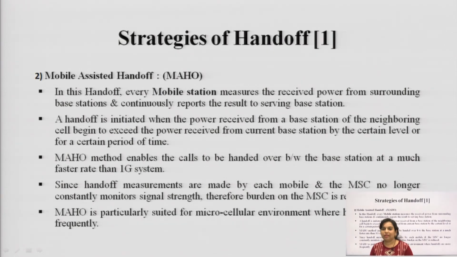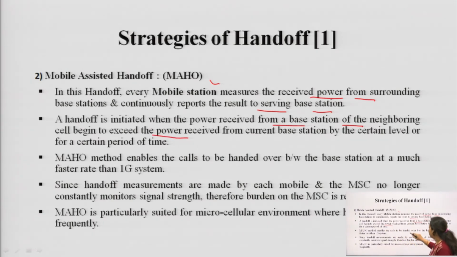The next one is the mobile assisted handoff, and in short form it is known as MAHO. In this handoff, every mobile station measures the received power from surrounding base stations and continuously reports the result to the serving base station. A handoff is initiated when the power received from a base station of the neighboring cell begins to exceed the power received from the current base station by a certain level or for a certain period of time. So, that is the basic explanation of mobile assisted handoff.